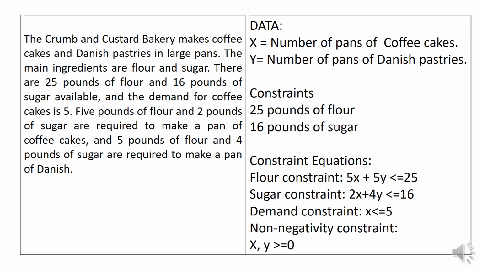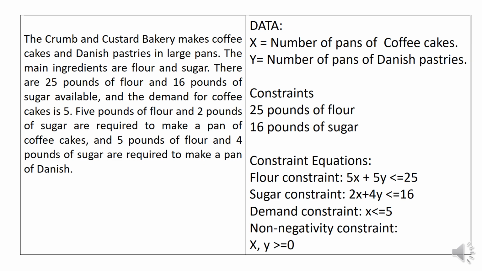The main ingredients are flour and sugar. There are 25 pounds of flour and 16 pounds of sugar available. So that is the maximum quantity available, and this is our constraint.